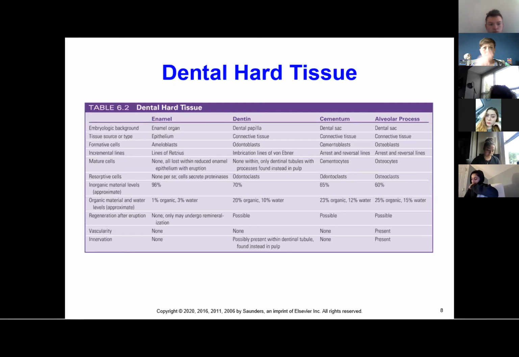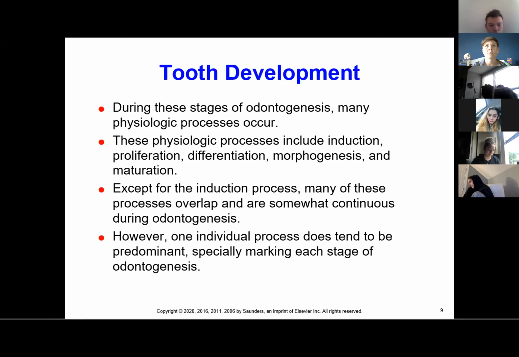And so it talks about how this kind of goes through and says it's not vascular, it's not innervated, but the pulp chamber is, the alveolar process is. But we haven't, the pulp chamber is inside the dentin. So that's a great picture though.